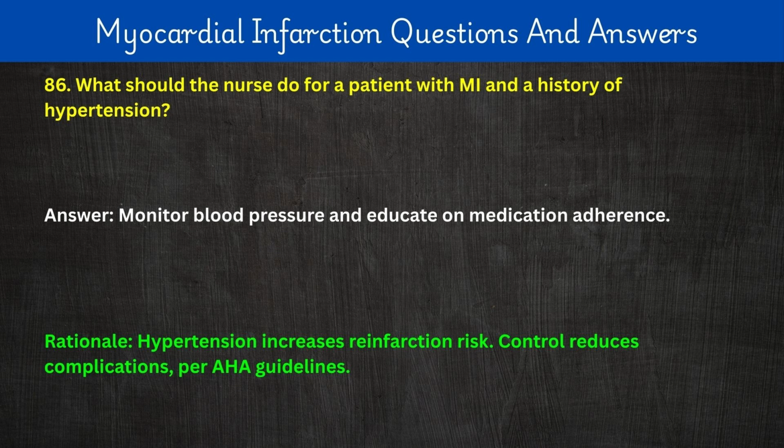86. What should the nurse do for a patient with MI and a history of hypertension? Answer: monitor blood pressure and educate on medication adherence. Rationale: hypertension increases reinfarction risk. Control reduces complications, per AHA guidelines.